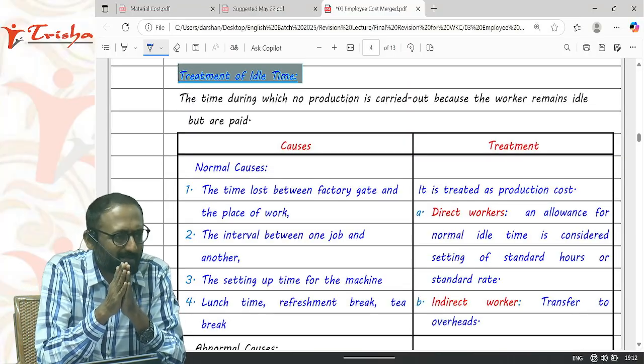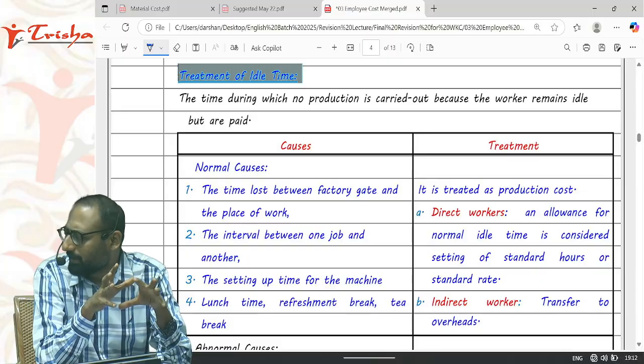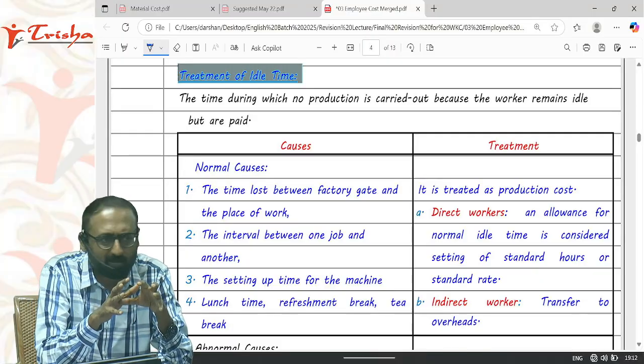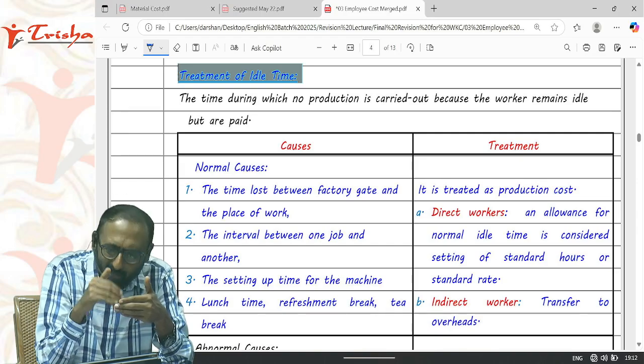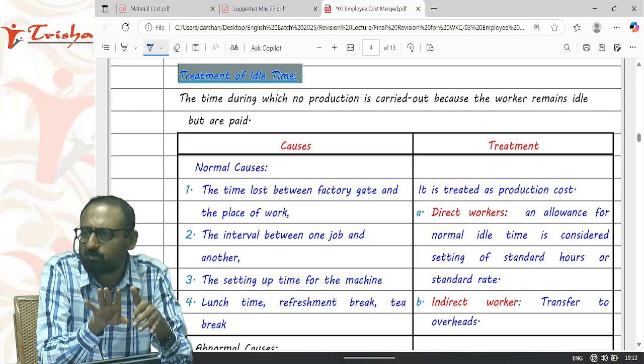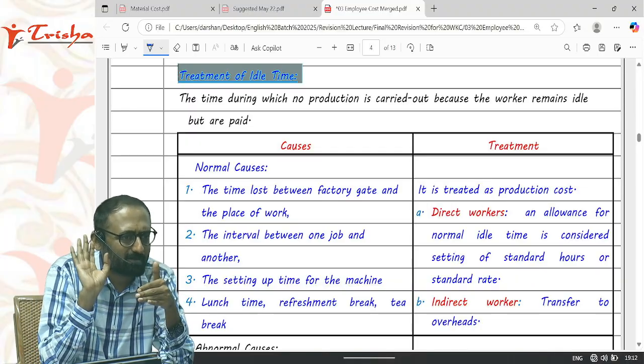What do you mean by idle time? Idle time means the worker is present in the factory, but he is not working. You are paying the worker, but he is not working. Labor cost is incurred, but production is not done.